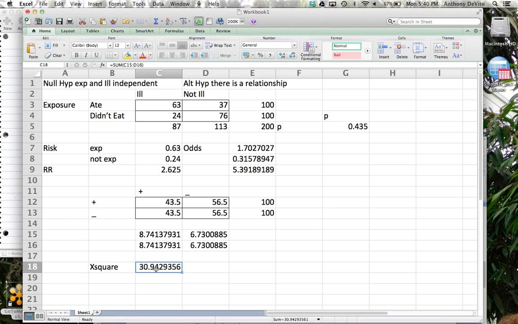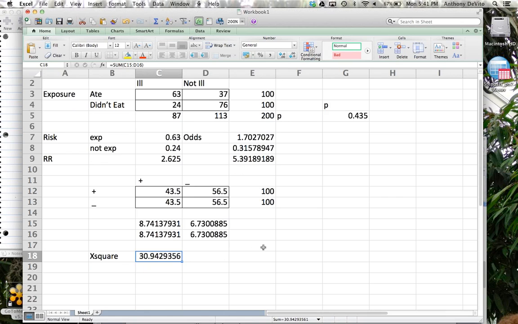Okay, so my chi-square value is 30, which is well over my critical value of 3.84, which I would get by looking into the table in the back of Agresti, or whichever table you wind up using.